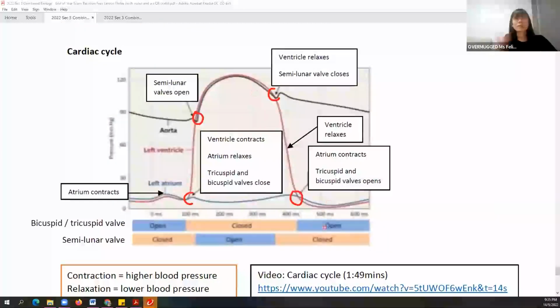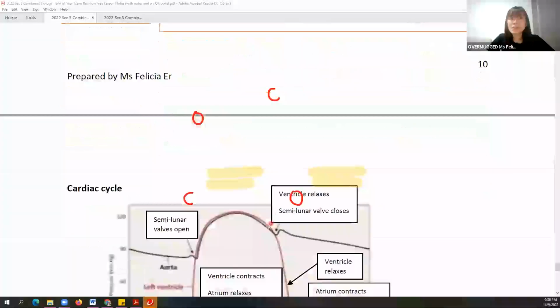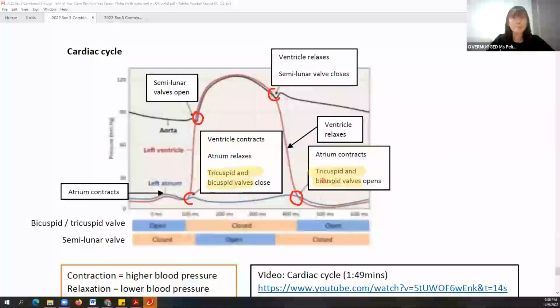Okay, so next is for this cardiac cycle. Why need to memorize COCO? It is because COCO tells you what happened to the valve. Just remember that for the graph, below is always the tricuspid and bicuspid valve. Even when you look at the graph, you realize the bicuspid and tricuspid are lower, as compared to the semi-lunar, which are higher. This is my way of helping you to memorize this graph because they like to ask questions on this graph. Then the one on top is the semilunar valve.